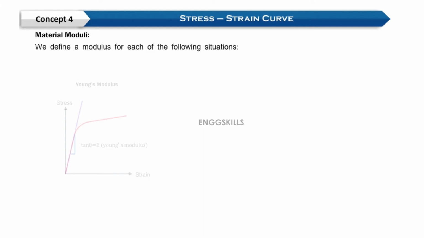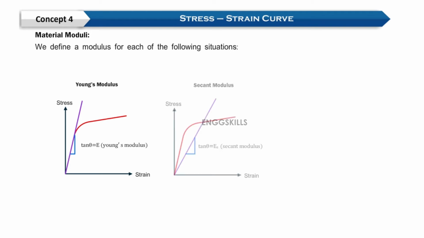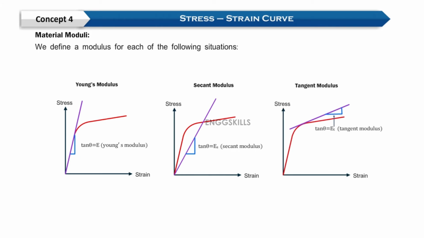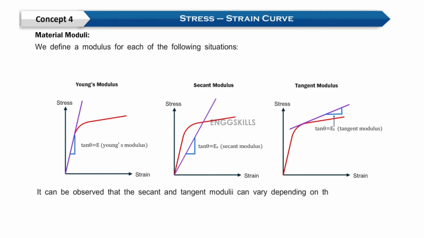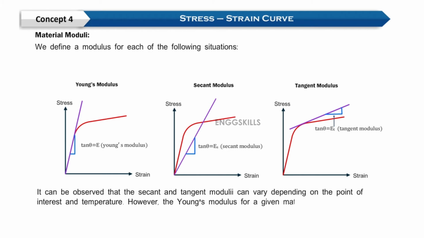Let us now define the material moduli. We define a modulus for each of the following situations: elastic, Young's modulus; elastoplastic, secant modulus; and plastic, tangent modulus. It can be observed that the secant and tangent moduli can vary depending on the point of interest and temperature. However, the Young's modulus for a given material is constant at a given temperature.